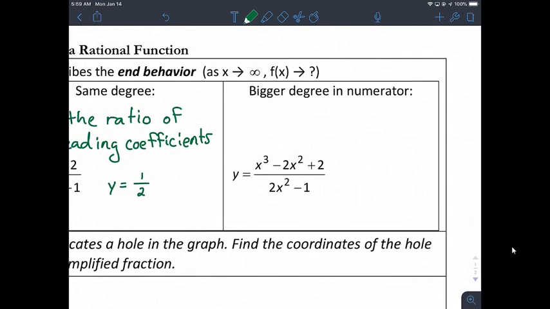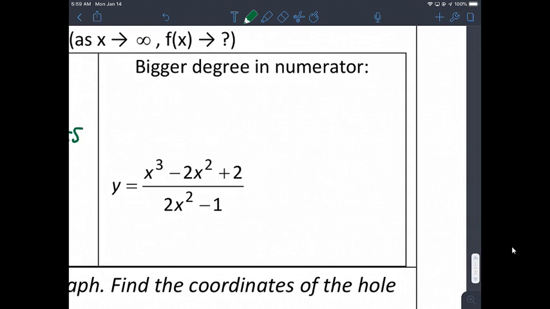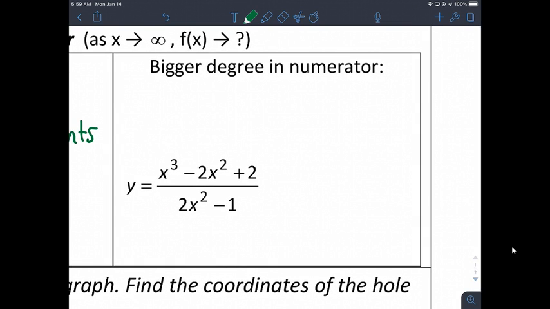The third case is where you have a larger degree in the numerator, and if you see, we have a 3 here and a 2 here. So when that occurs, this is similar to the first case, except that you have no horizontal asymptote. This will always be true as well.